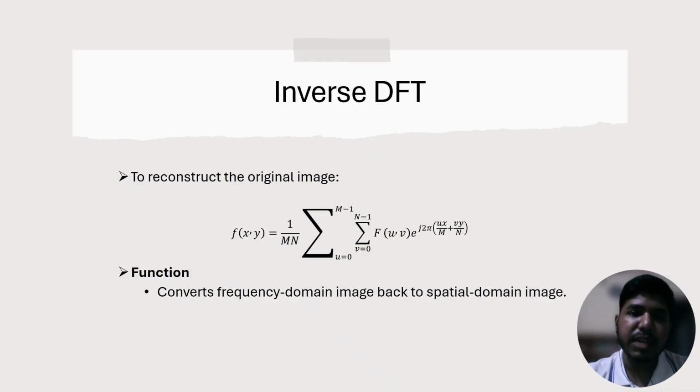After processing the image in the frequency domain, we need to convert it back. For this purpose, we use the inverse DFT. The inverse DFT changes the frequency data back into the image form. This gives the final enhanced image.